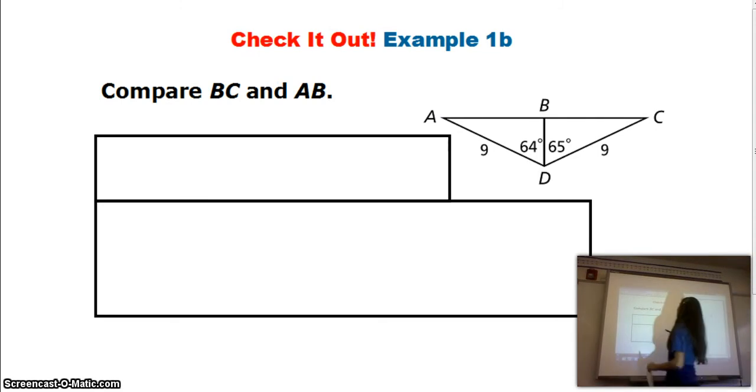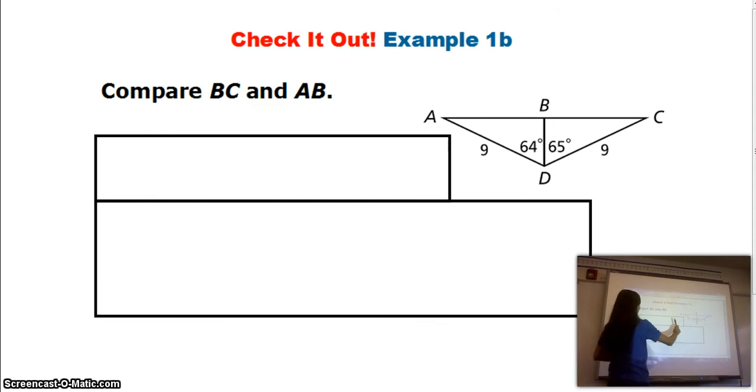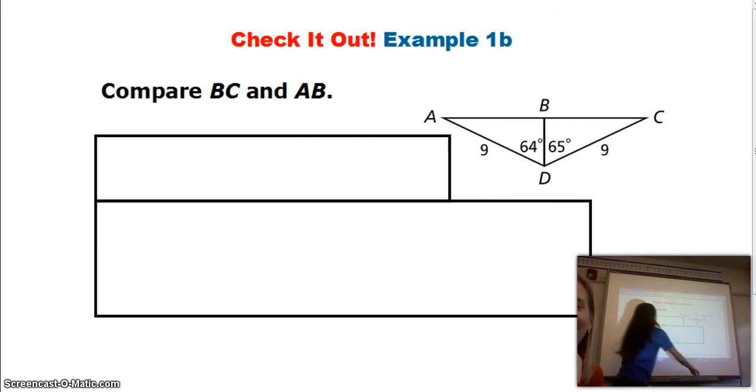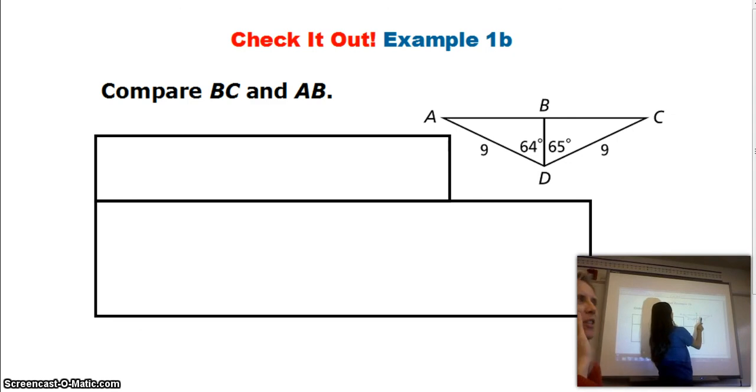Okay, so BC and AB. Since this angle is larger than that angle, that means that this side is longer. Is this the hinge theorem or the converse of the hinge theorem? This is the hinge theorem because we're making a statement about the length of the side. Since this one is longer than that one, that means that this side is bigger.